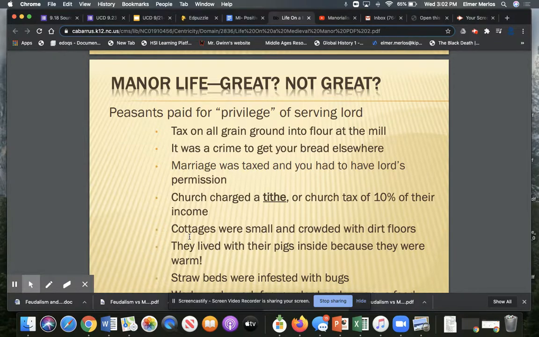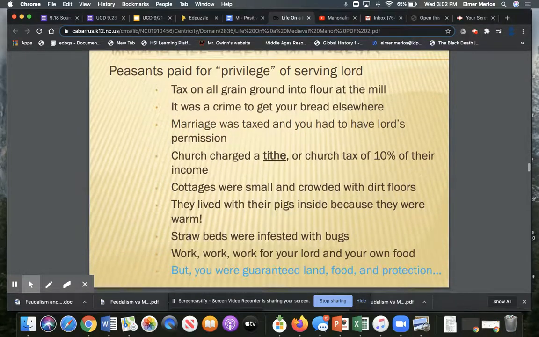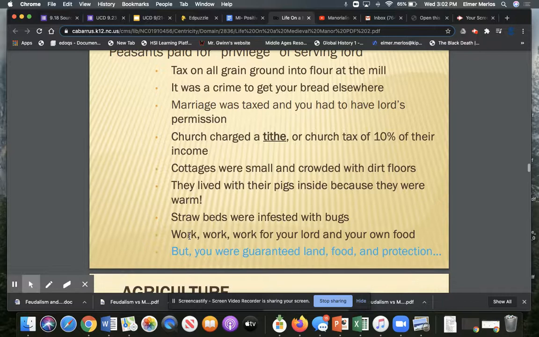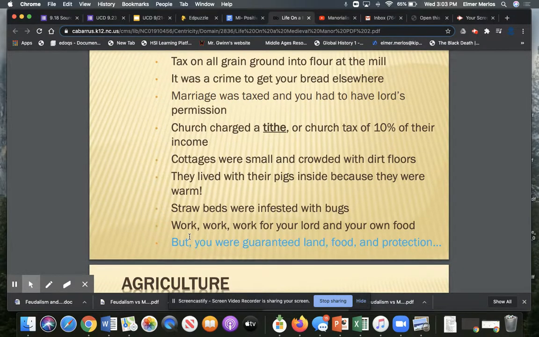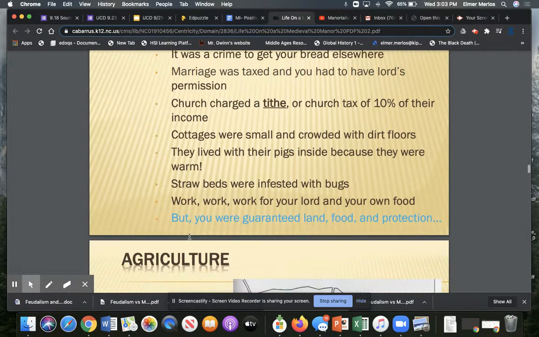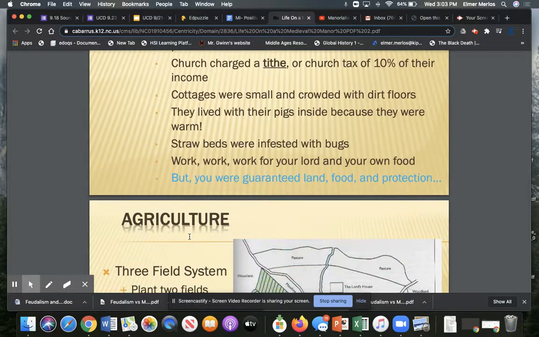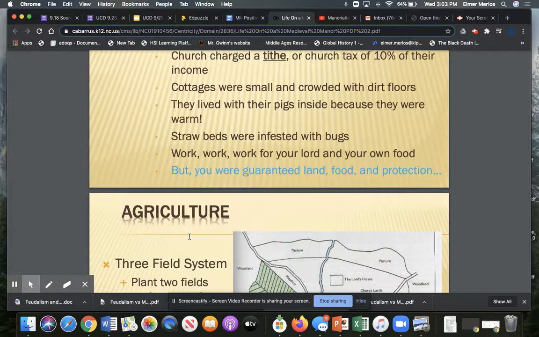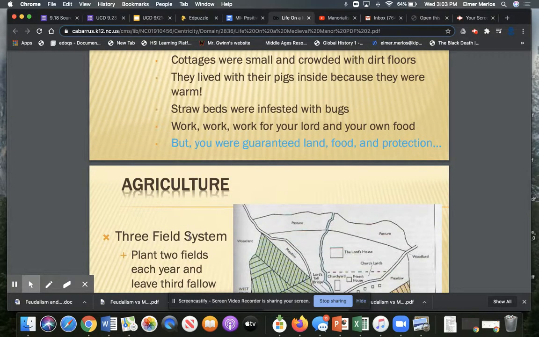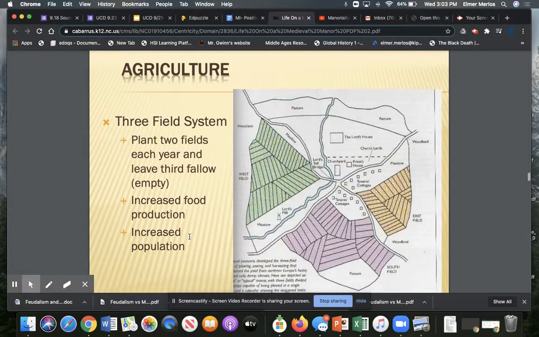The church also collected a tax. Cottages where they lived were small, crowded. They lived with their pigs inside because they were warm. Straw beds were infested with bugs. At this time, hygiene wasn't the biggest thing. Work, work, work for your Lord and your food, but you were guaranteed land, food, and protection, right? And the land is not for you to own.